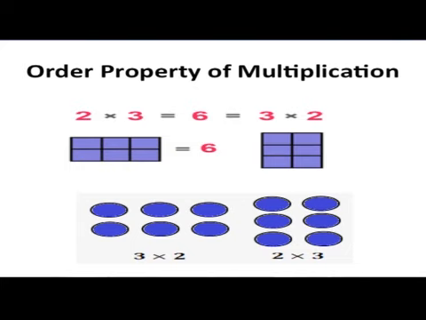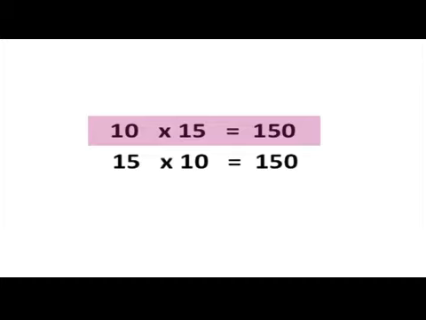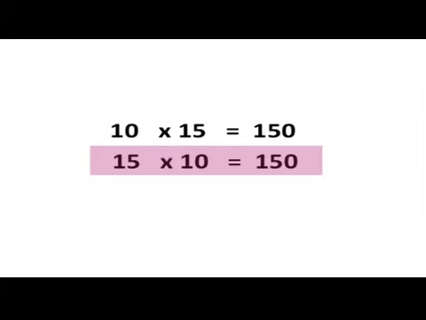Now we will recall the various properties of multiplication. The first property which we are going to see is the order property of multiplication. Do you all know the product of two numbers does not change when the order of the numbers is changed? Thus, when you multiply 10 into 15, you will get the answer as 150 and vice versa, if you multiply 15 into 10, we will get 150, the same number. So, this is the first property that is called the order property of multiplication.